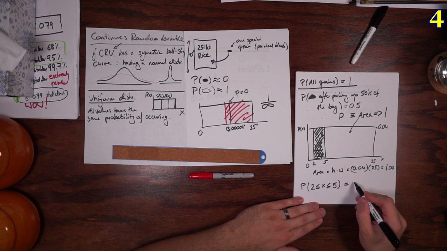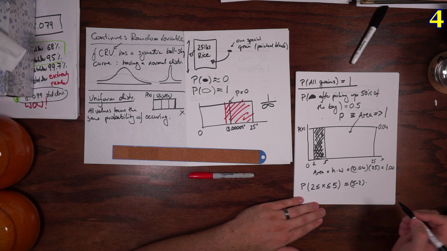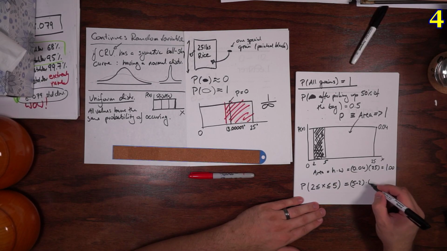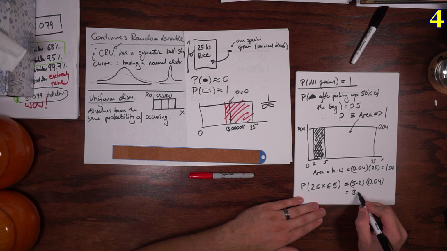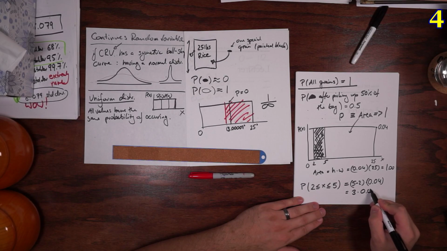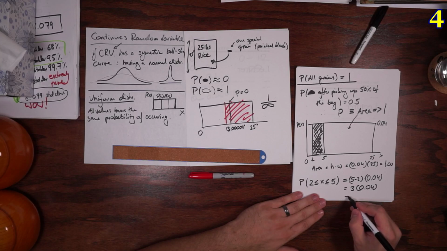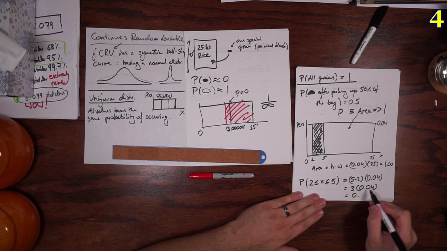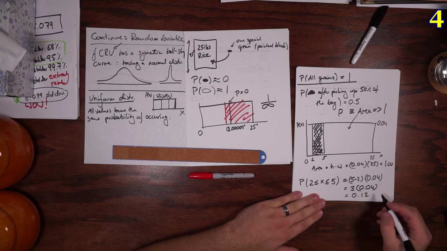5 minus 2 as the width, and 1 times height. The height is still the same. So this is equal to 3 times 0.04. So that comes out to be 0.12, which is 12%.